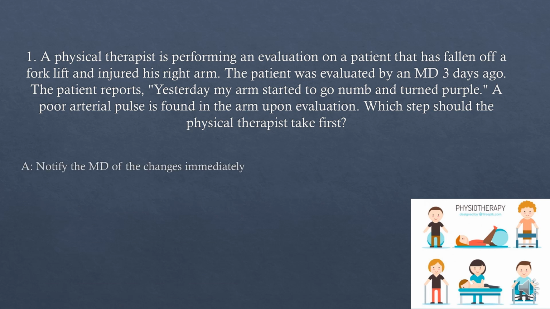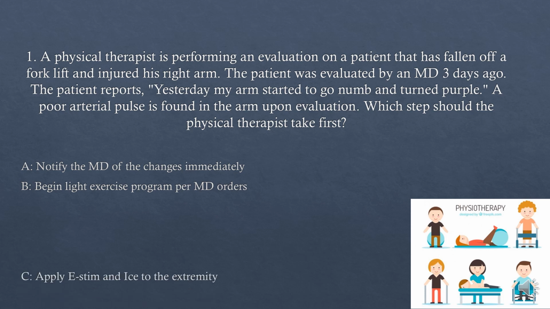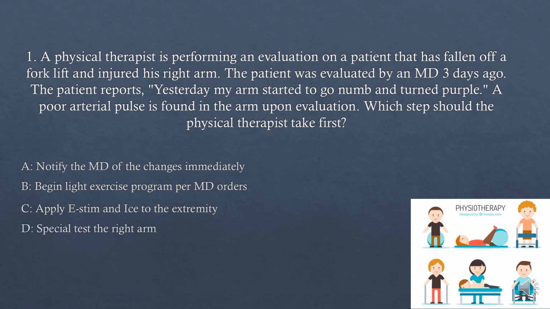A. Notify the MD of the changes immediately. B. Begin light exercise program per MD orders. C. Apply E-stim and ice to the extremity. D. Special test the right arm. And the answer is A. Notify the medical doctor of the changes immediately. Let's go to the next question.